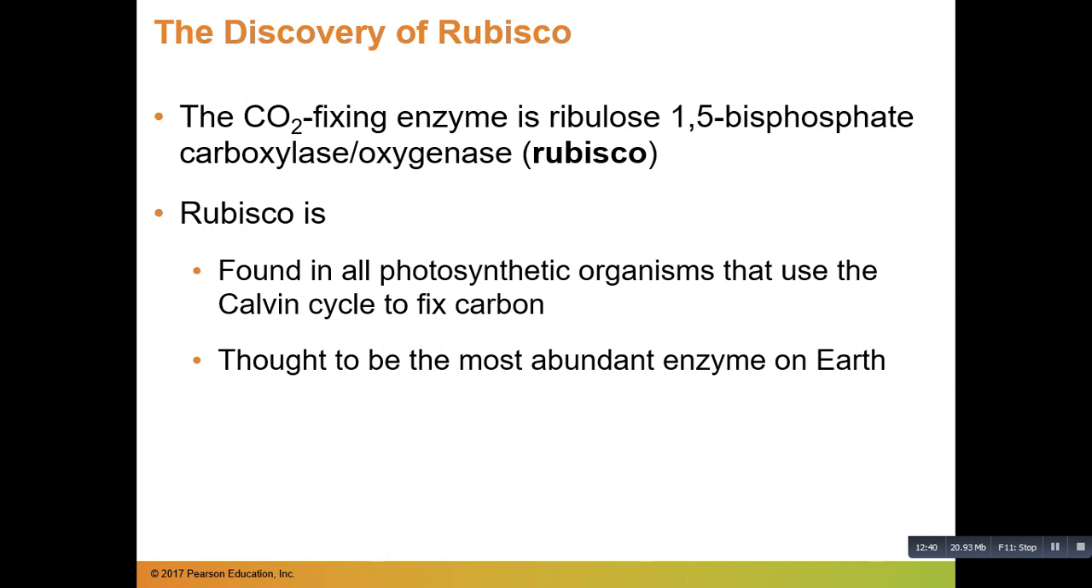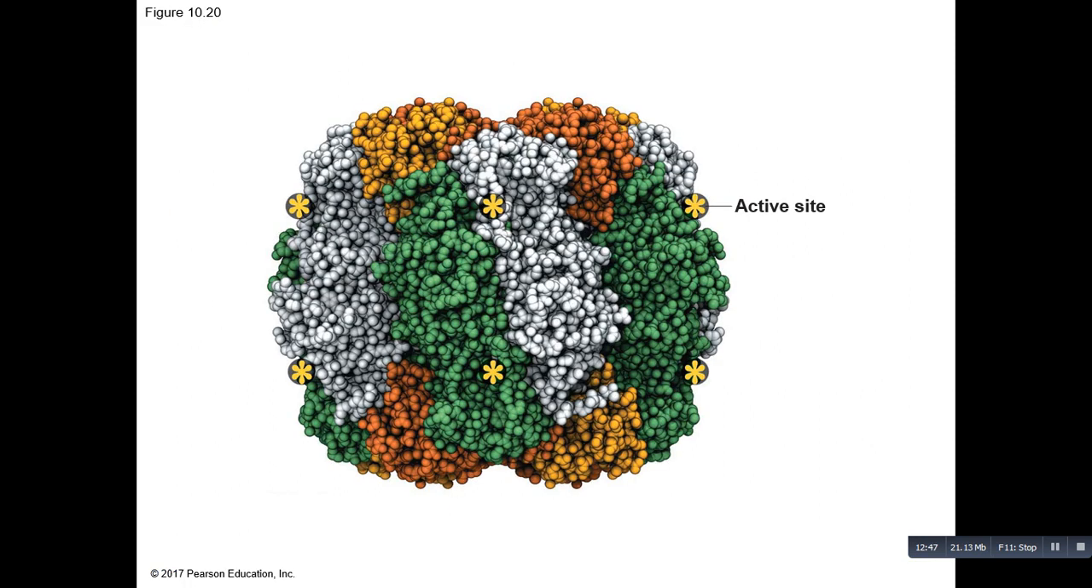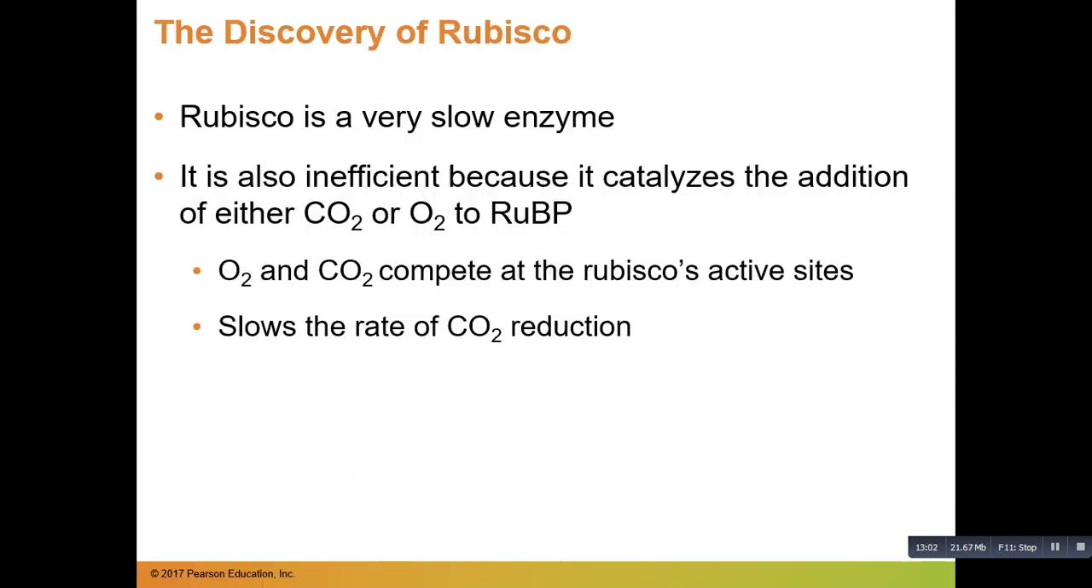This is what the Rubisco looks like. It is a massive enzyme with lots and lots of different parts to it. And you'll notice that it has several different active sites there that look like little yellow flowers. Now, Rubisco is a very slow enzyme compared to what we would normally think of enzymatic reactions.